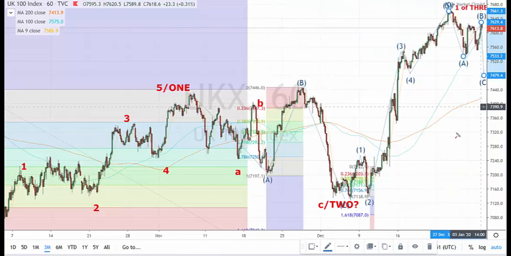FTSE ditto, we had this 5-year advance. Looks like we've now got an A, a B, and a C wave to come in and sell off. So the Dow and FTSE seem to be seeing some kind of harmony at the moment.